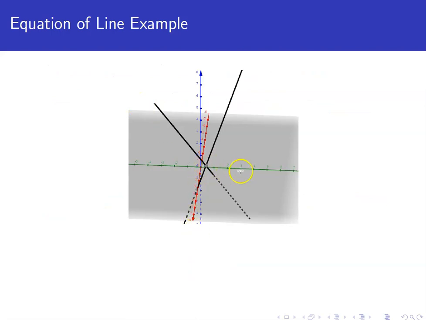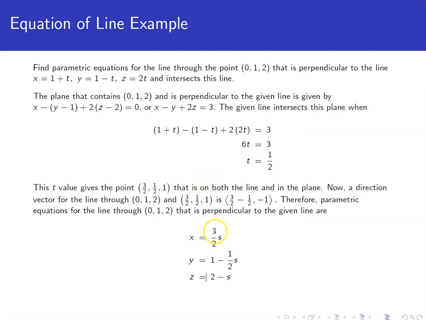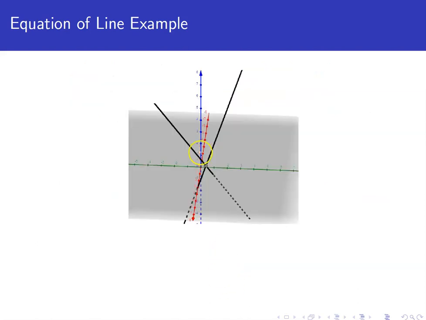So remember, we had a direction vector of (1, -1, 2). So here's your x-axis, here's your y-axis, here's your z-axis. So this has to be the (1, -1, 2). The other one has a direction vector of (3/2, -1/2, -1). And we can see (3/2, -1/2, -1) for your direction vector in this way.